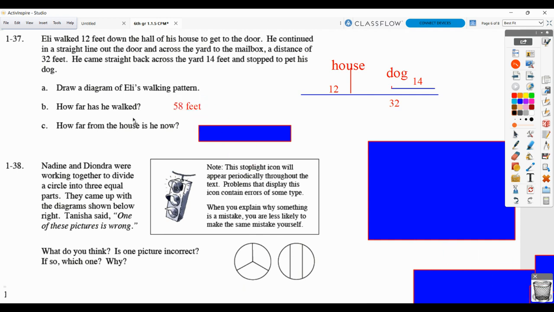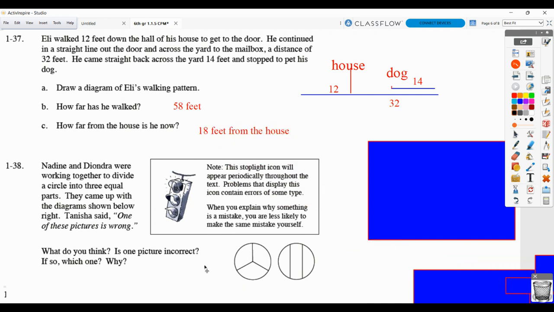So don't just put the 58 feet. Put how you got that. And then how far is he from the house now? Well, basically, this was 32 feet from the house to the mailbox, and he's gone back 14 feet towards the house. So again, show how you got 18 feet from the house.